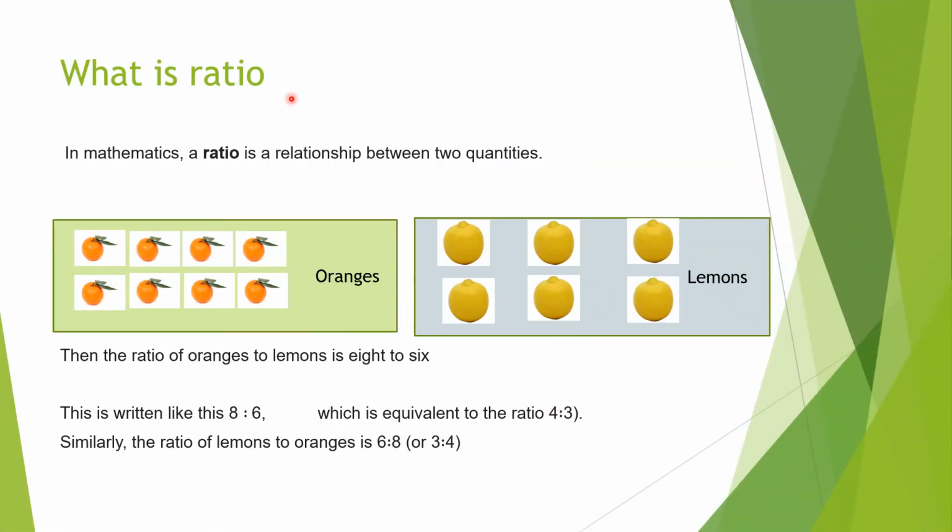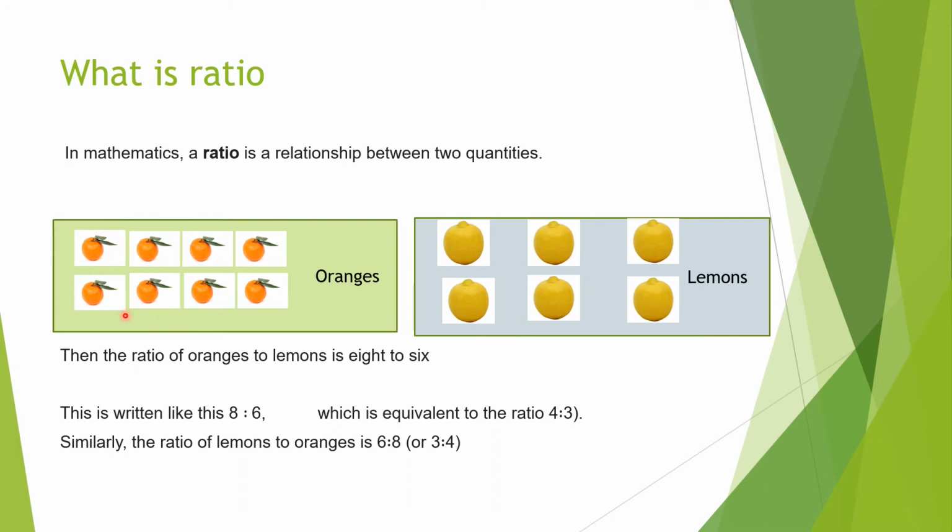Now, let's find out what a ratio is. In mathematics, a ratio is a relationship between two quantities. For example, in one box we have oranges, in the other box we have lemons. In the oranges box, we have 8 oranges. In the lemon box, we have 6 lemons.